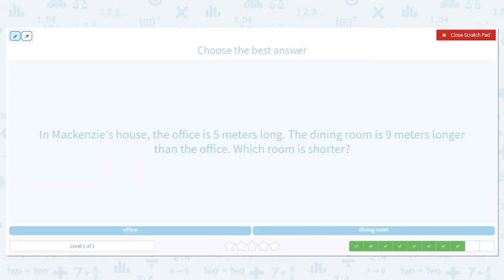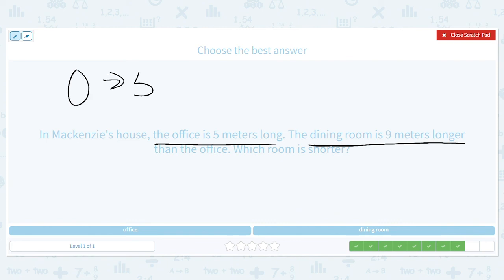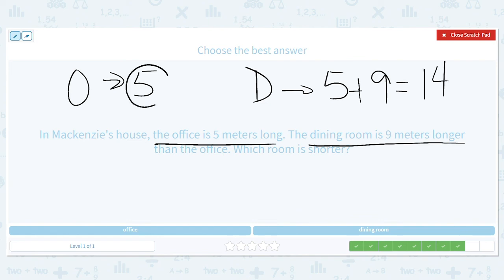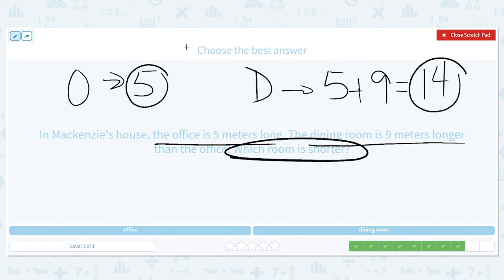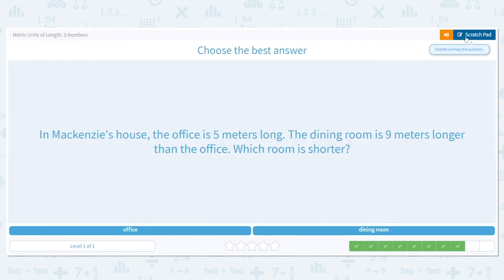Mackenzie's house, the office is 5 meters long. The dining room is 9 meters longer than the office. Which room is shorter? Okay, so the office is 5 meters. The dining room is 9 meters longer than the office. So we need to combine the 5 and the 9 because it's longer. So that equals 14. So if the office is 5 and the dining room is 14, which room is shorter? The office, because 5 is less than 14.